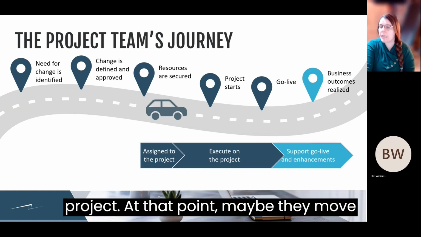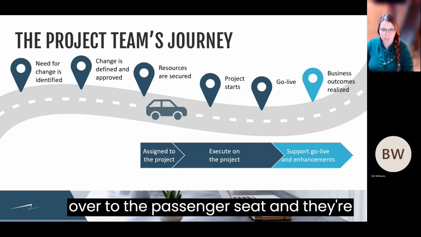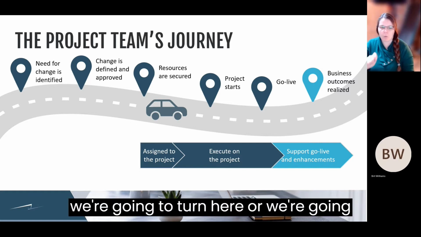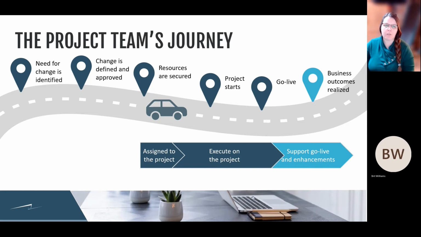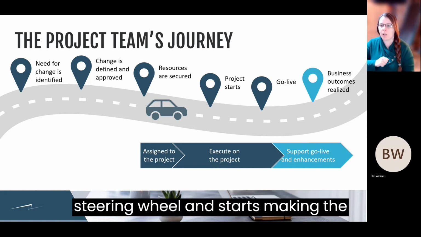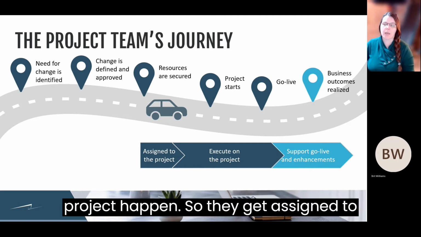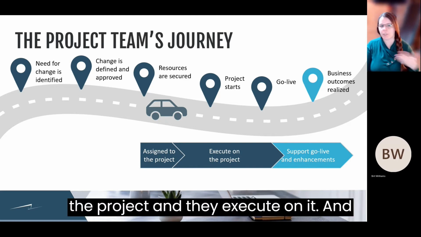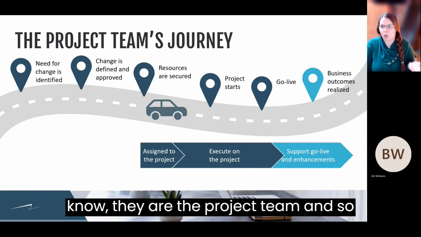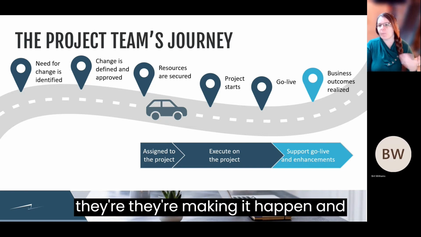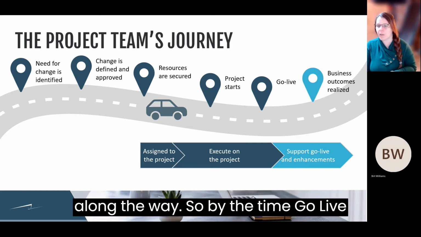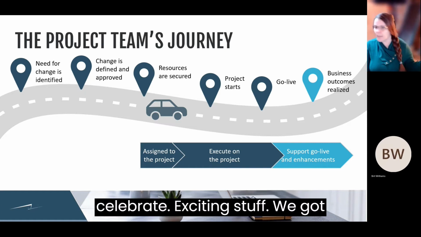At that point, maybe they move over to the passenger seat and they're doing the navigating and saying, okay, we're going to turn here or we're going in that direction, but they're not really driving anymore. This is where the project team really takes over the steering wheel and starts making the project happen. So they get assigned to the project and they execute on it. And of course, they're a key part. They are the project team, and so they're making it happen, and they get to make a lot of decisions along the way. So by the time go live comes around, again, they get to celebrate, exciting stuff.